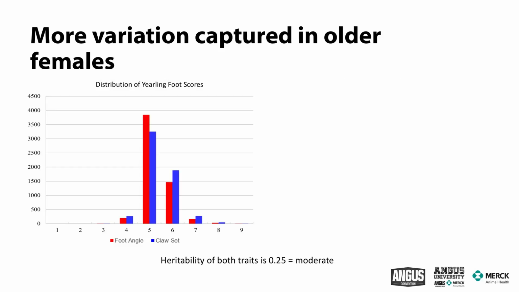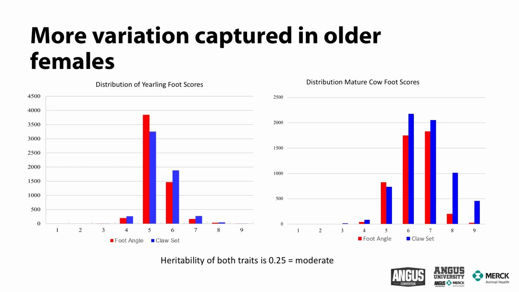Okay, so if you look at that bar right in the middle, that 5 is ideal. We don't have a whole lot of spread in this data, do we? We had a lot of 5s, we had a few 6s, some 7s, really no 1, 2, 3, or 4s. We still don't see a lot of that 1 through 4 data in our mature data sets. But for both foot angle and claw set at yearling ages, right, it's hard for us to pick up variation.